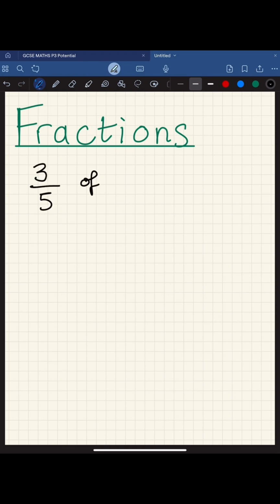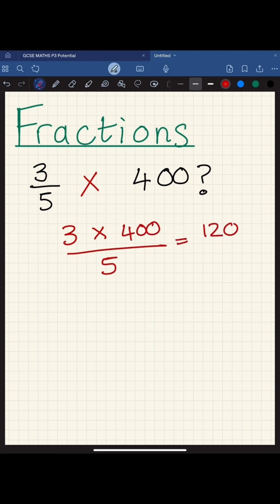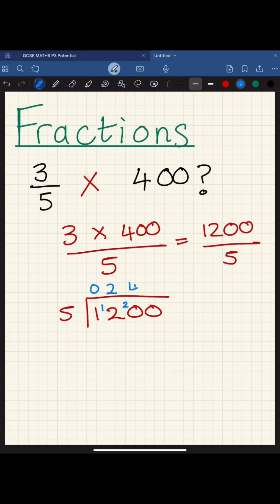Okay, so what about if we need to find a fraction of an amount, like 3/5 of 400? In this case, all we do is switch the of for a multiplication symbol. When we multiply a fraction with a whole number, we only multiply with the numerator. So 3 times 400 and then divide by 5. No calculator, no worries, we'll use the bus stop method we learnt before.